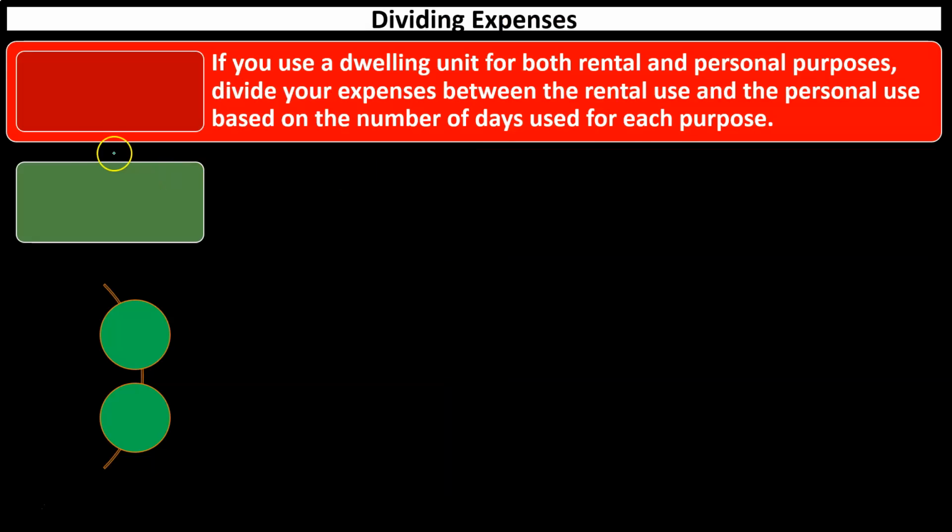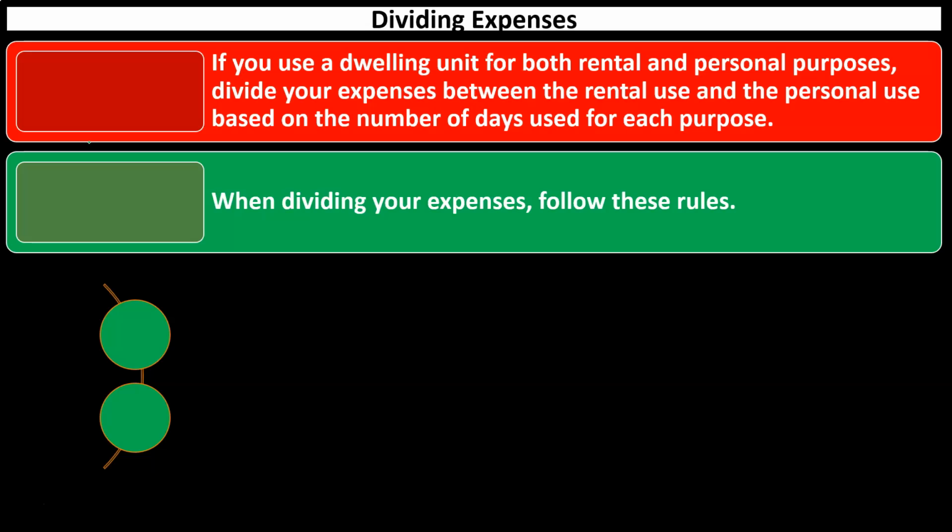So dividing expenses. If you use a dwelling unit for both rental and personal purposes, divide your expenses between the rental use and the personal use based on the number of days used for each purpose. So we've got to think about the number of days used for each purpose. And again, notice we're looking at each purpose of when the dwelling unit was used. They're not saying divided by the number of days in a year particularly here. They're concentrating on the number of days that the unit was used.